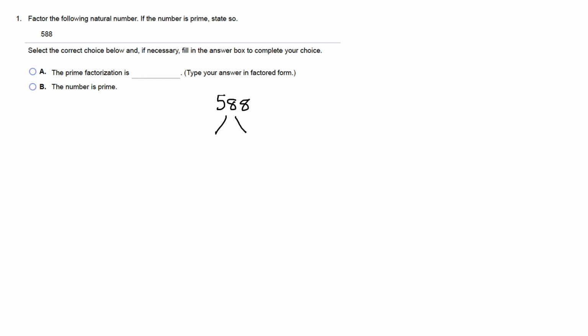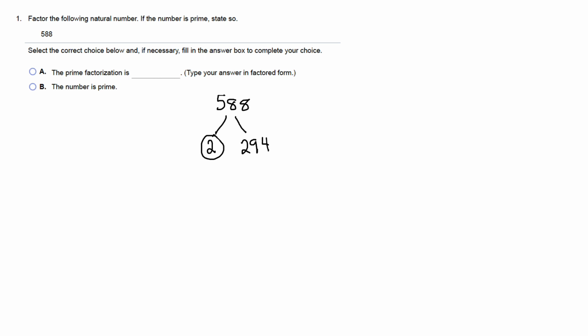588 is an even number, so I know that it's divisible by 2. On your calculator, type in 588 divided by 2. We should get the number 294. That tells me that 2 times 294 will give me 588. So I'm going to write those 2 factors beneath each branch that I drew in my factor tree. The number 2 is a prime number, so I'm going to circle it.